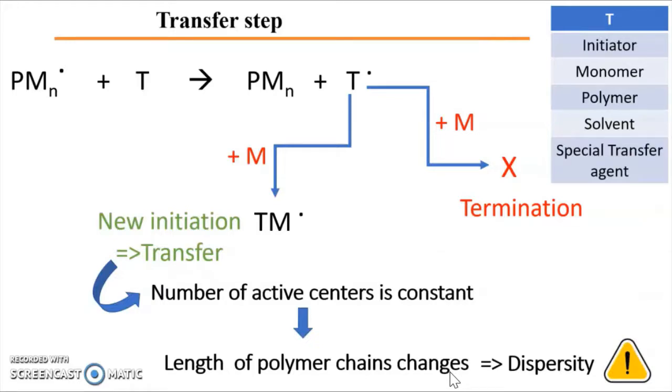It's a problem for the application, because if the length of the chain or polymer chains varies, thus their mass varies, the Tg varies, the mechanical properties vary. So we have a big influence on the application.